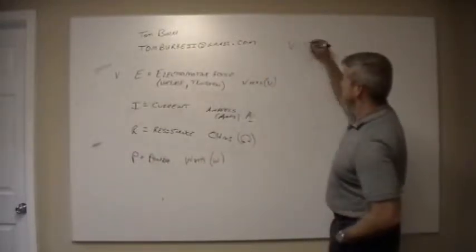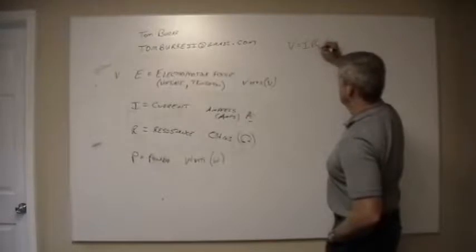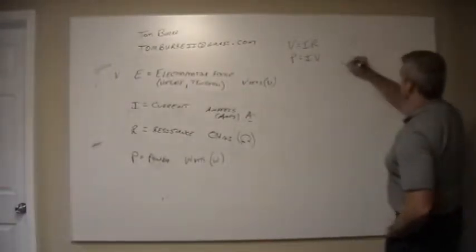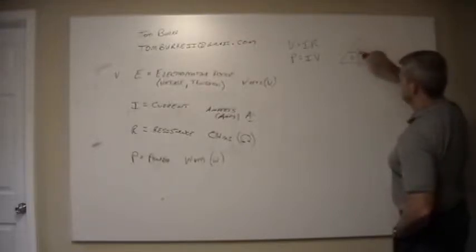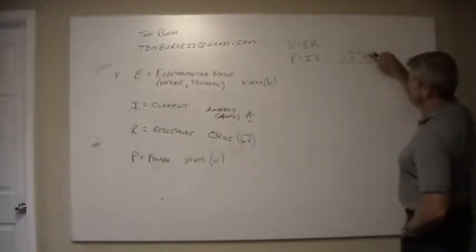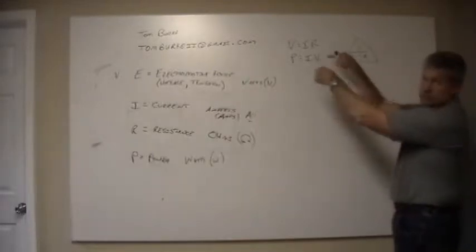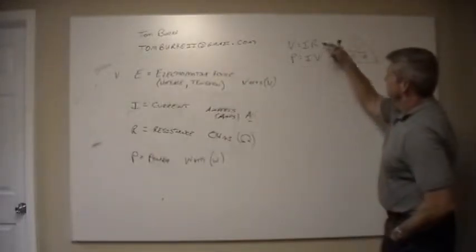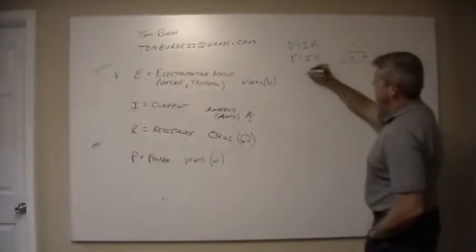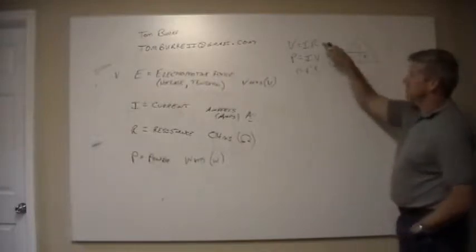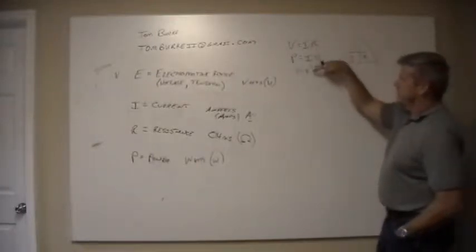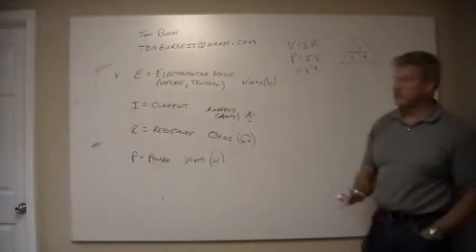V, I use V, not E usually, is equal to I times R. P is equal to I times V. And I showed you the triangle last week. That's the easy way: V, I, R. V equals I times R. I equals V divided by R. R equals V divided by I. Simple algebra on these things gets you where you need to be. If you do some solving, usually you find that P is equal to I squared R, because I V times I is I squared R. These are probably the 3 most common relationships you'll use.